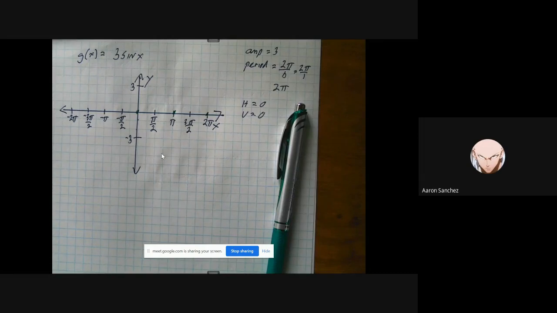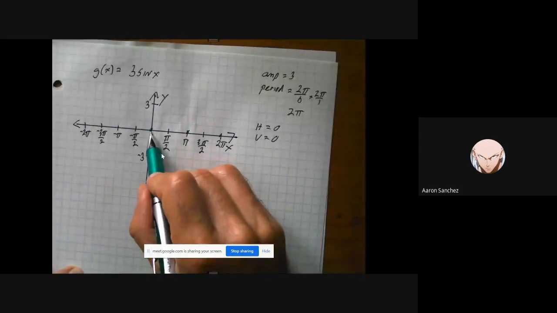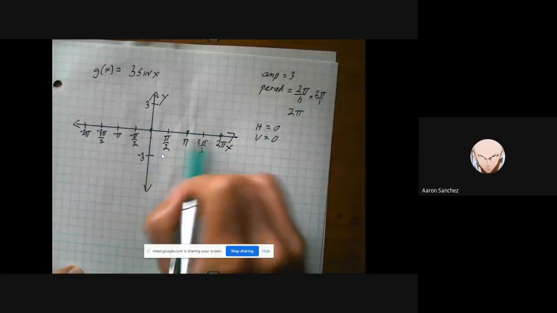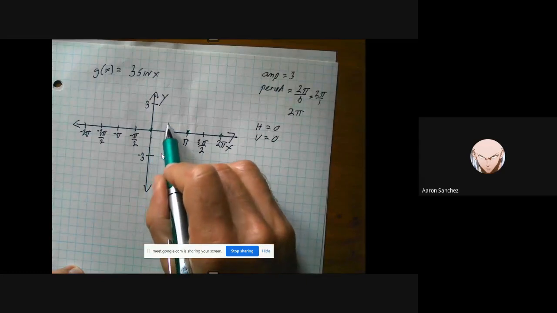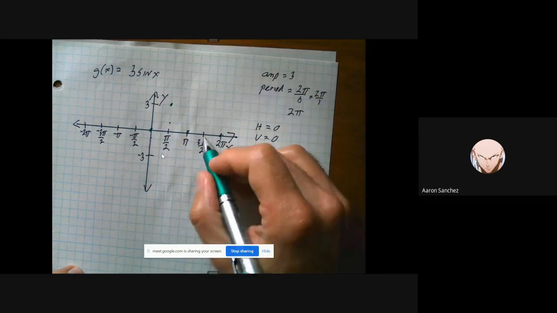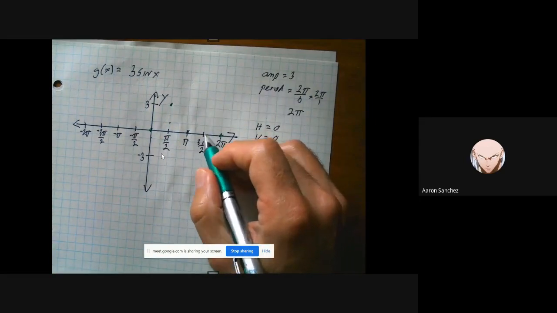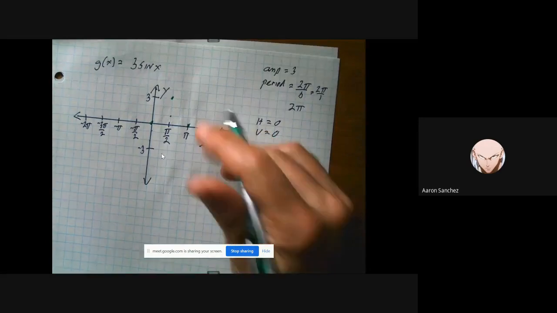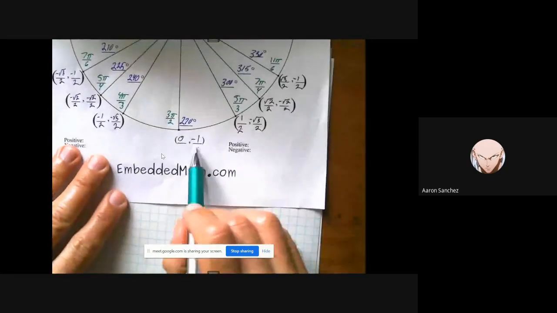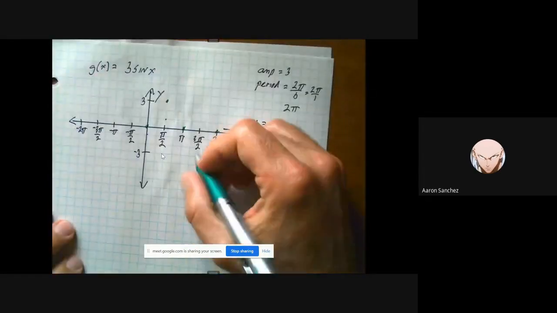I'm assuming I'm good. So you graph the zeros. At sine, I got 0 here, 0 at pi, 0 at 2 pi. And then at sine, I normally go to 1, right? Pi over 2 is 1, but I multiply by 3, so I go up here to 3. And for 3 pi over 2, look at your unit circle, sine of 3 pi over 2 is negative 1.